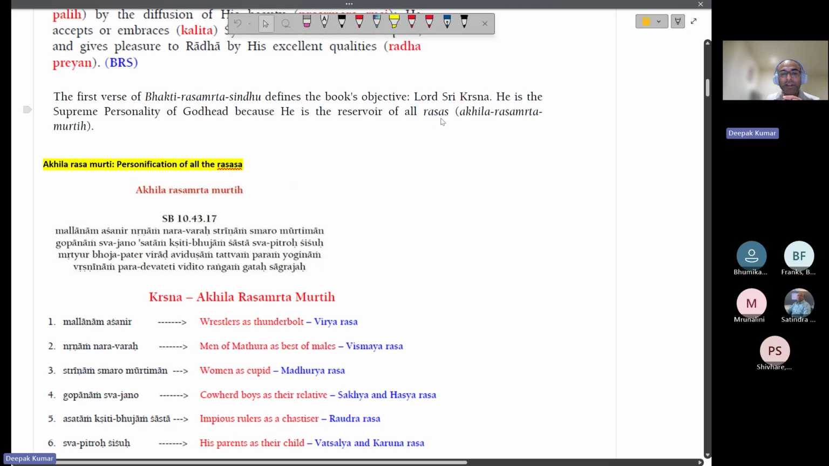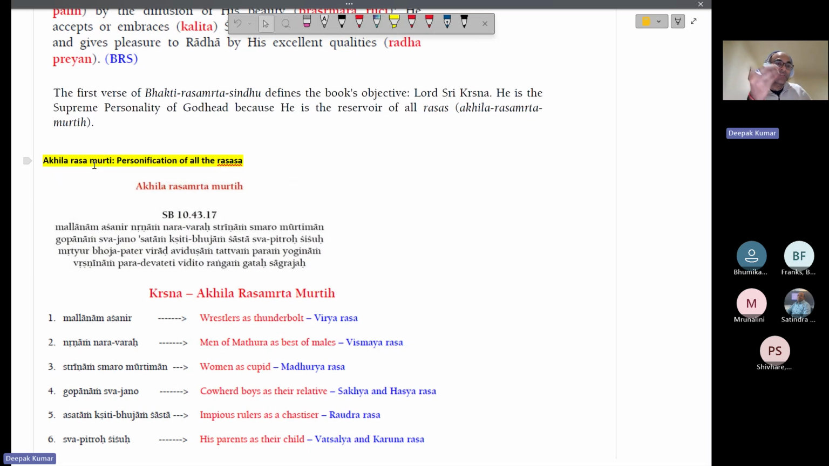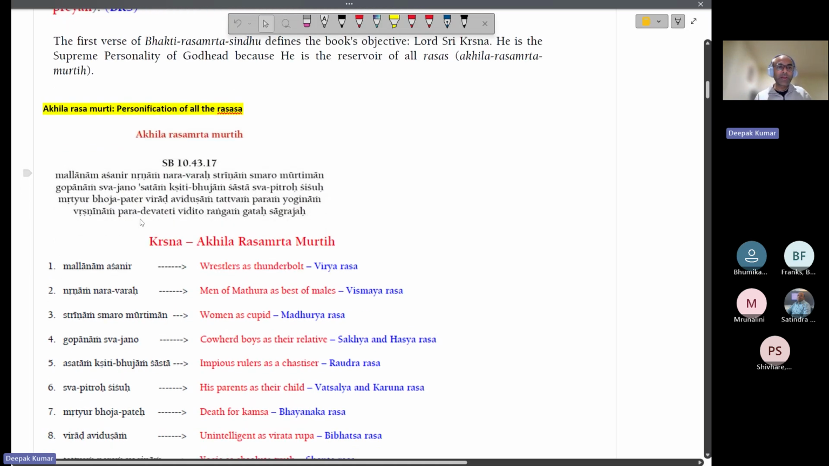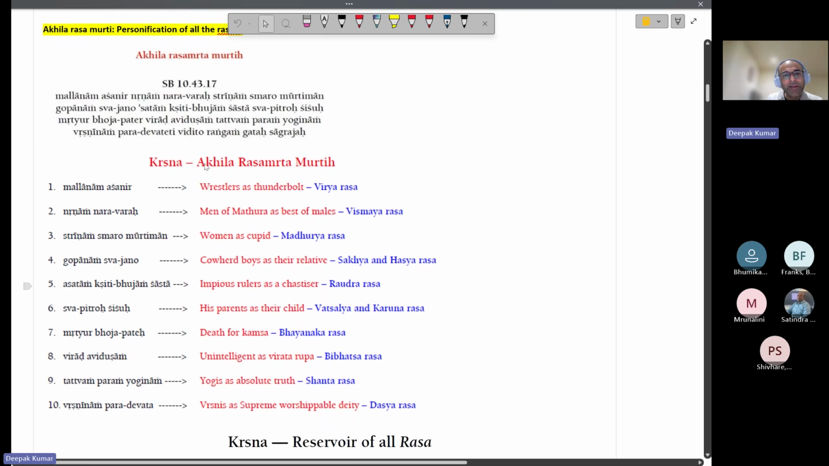So the reservoir of all rasa is Akhila. Let's go one by one here. Akhila Rasa Murti in English means personification of all the rasa. Who is making all the rasa real? Murti, we understand, right? Which is the personification, deity form, of rasa. And Akhila, he's the one who can only do it. Okay. So for Akhila Rasamrita Murti, the reference taken is a Srimad Bhagavatam verse, showing how Krishna is Akhila Rasamrita-Sindhu and Murti.